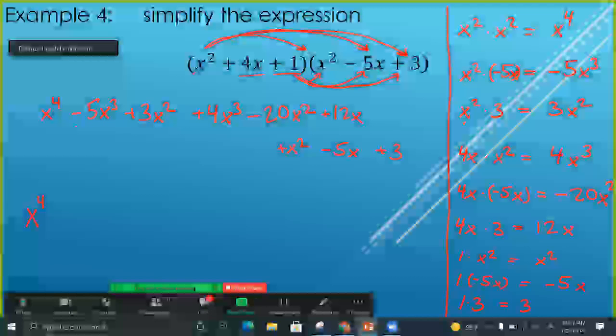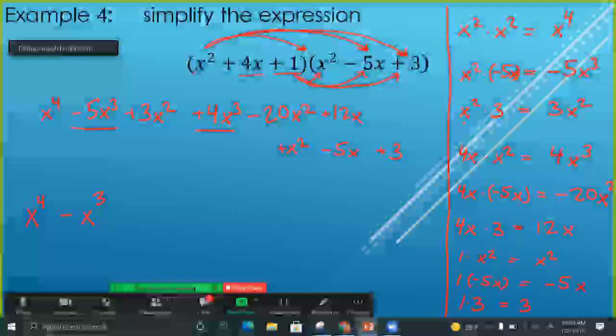Then scan through for x to the third. So here's one. I'm going to underline it. Here's another one. And that's it. So we've got negative 5x to the third plus 4x to the third. So that's negative 1x to the third. And we're not going to write the 1. We're going to write it as just negative x to the third. But that's my negative 5x to the third plus 4x to the third.